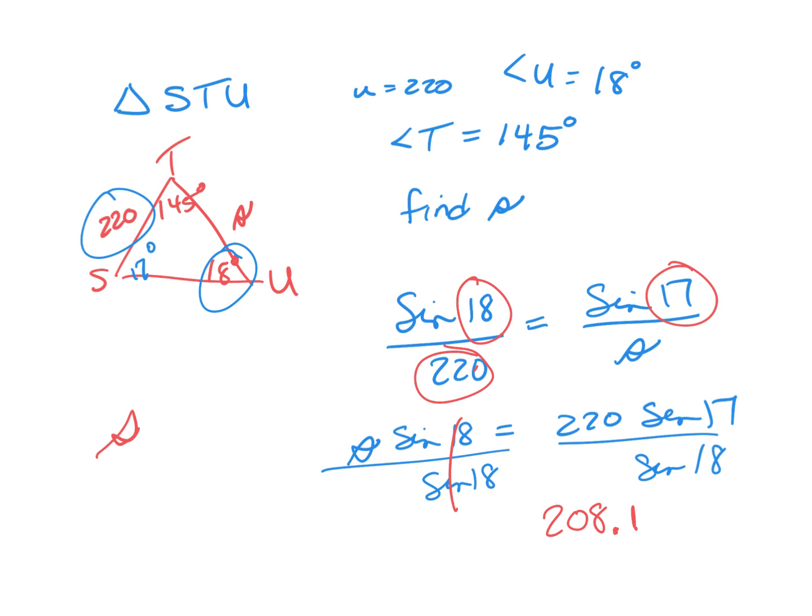So we've got 220 times sine of 17 divided by sine of 18. They want it rounded to one place this time. You got to pay attention to how they want it rounded. And it's 208.1.